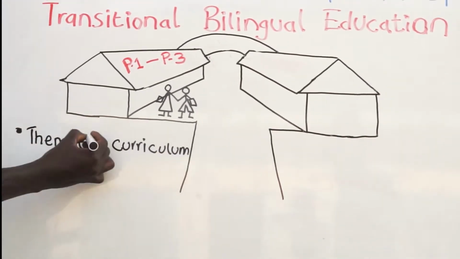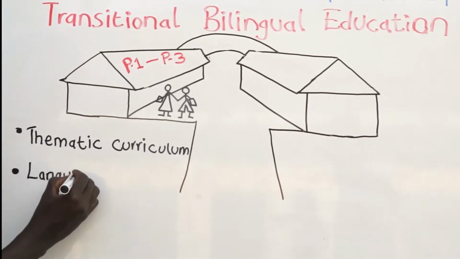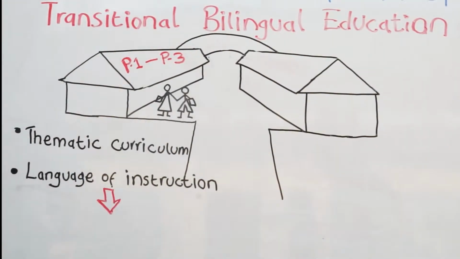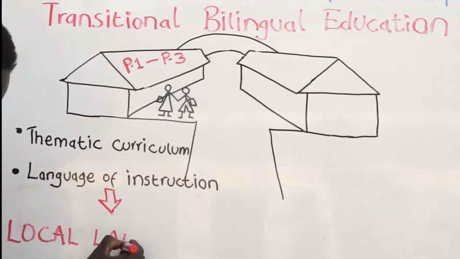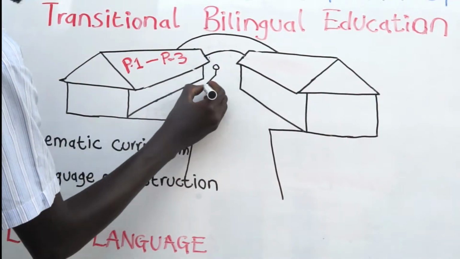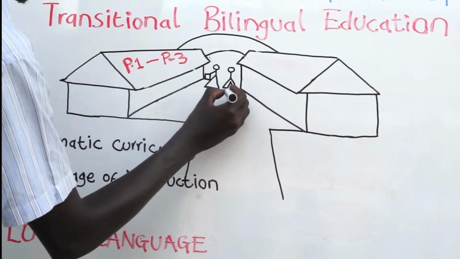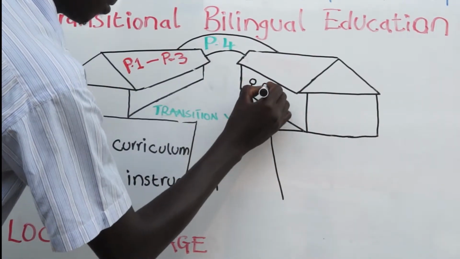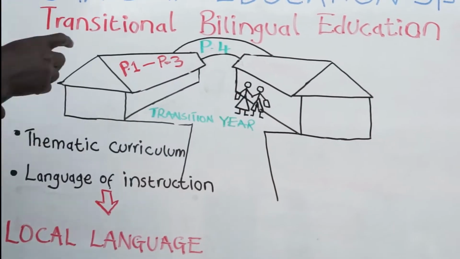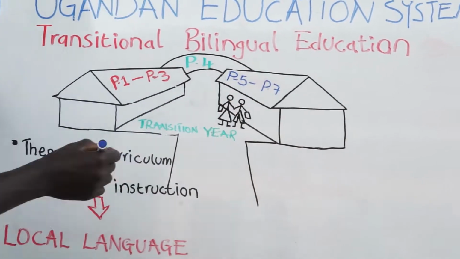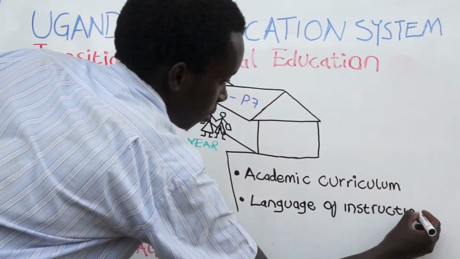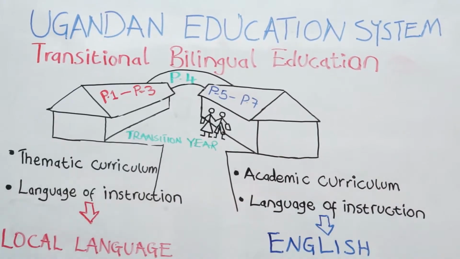The theory behind this model is that the knowledge gained in their own language can be transferred to another, enabling children to learn English more quickly. P4 is the transition year, acting as a bridge between lower primary and mother tongue instruction to upper primary, where the language of instruction is English. You may wonder how this knowledge transfer happens.